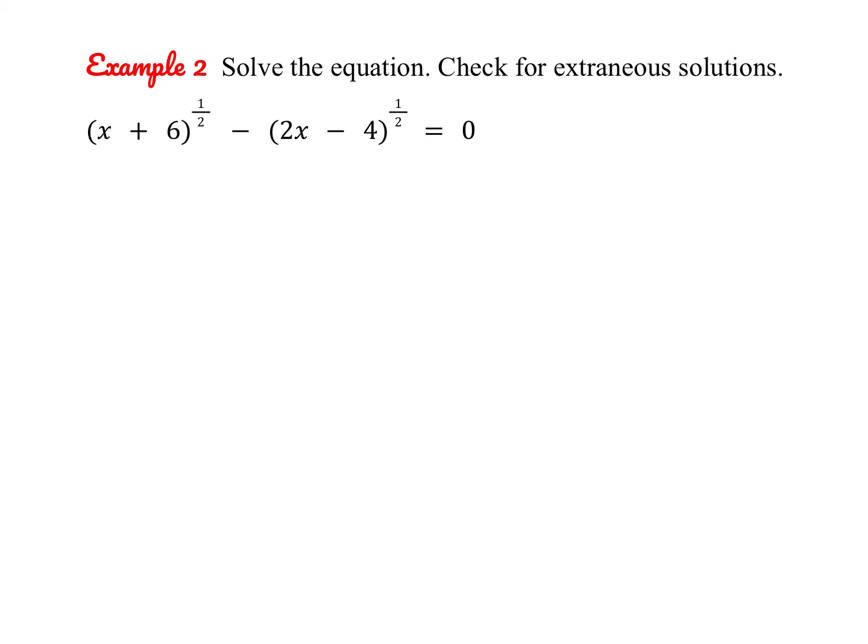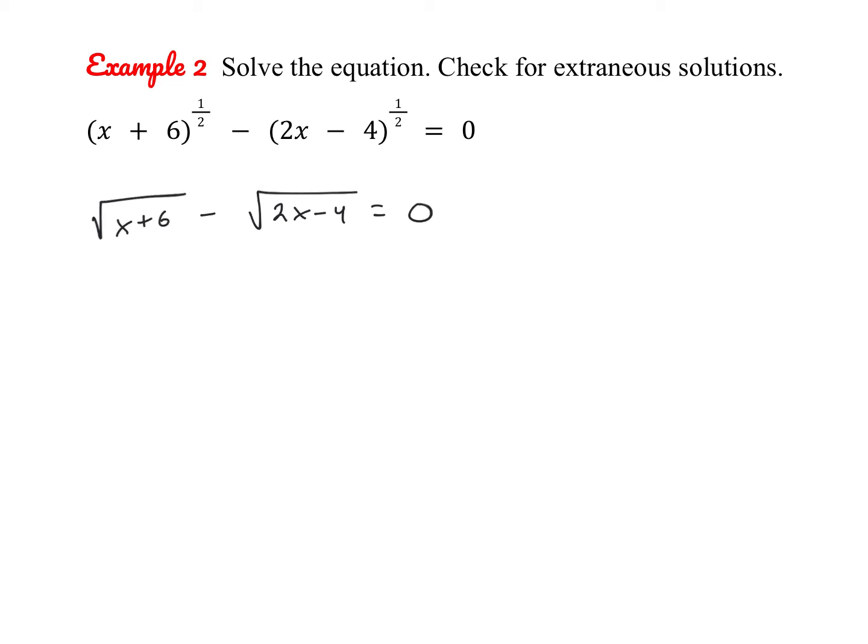All right, let's try one more together. So here, initially, this might not look like a radical equation, but remember when we have a rational exponent, it can be rewritten as a radical. So this is just the square root of x plus 6 minus the square root of 2x minus 4 equals 0.